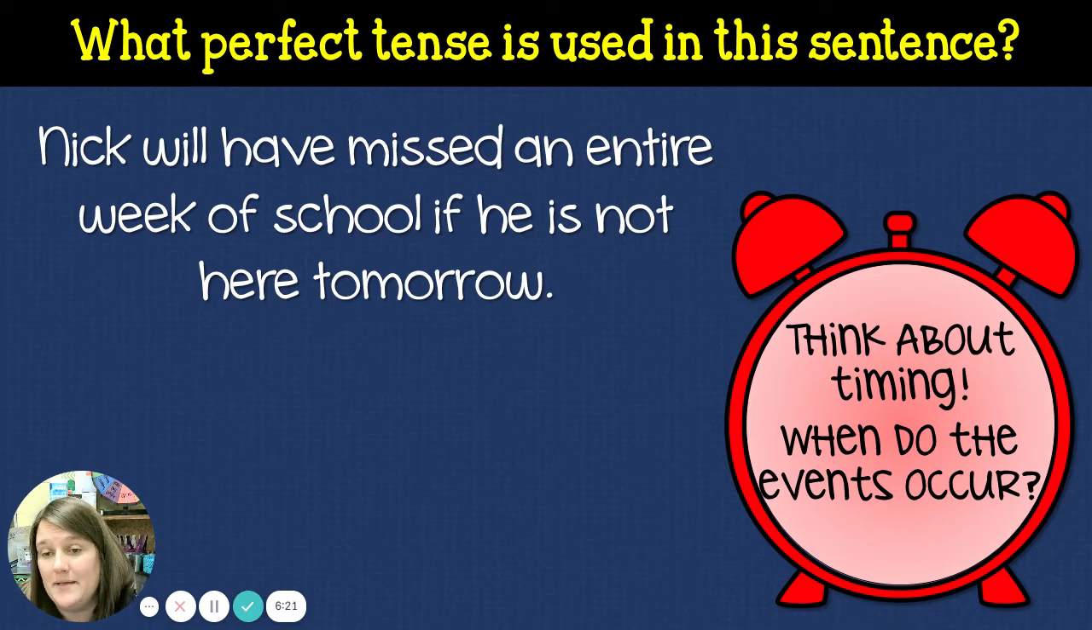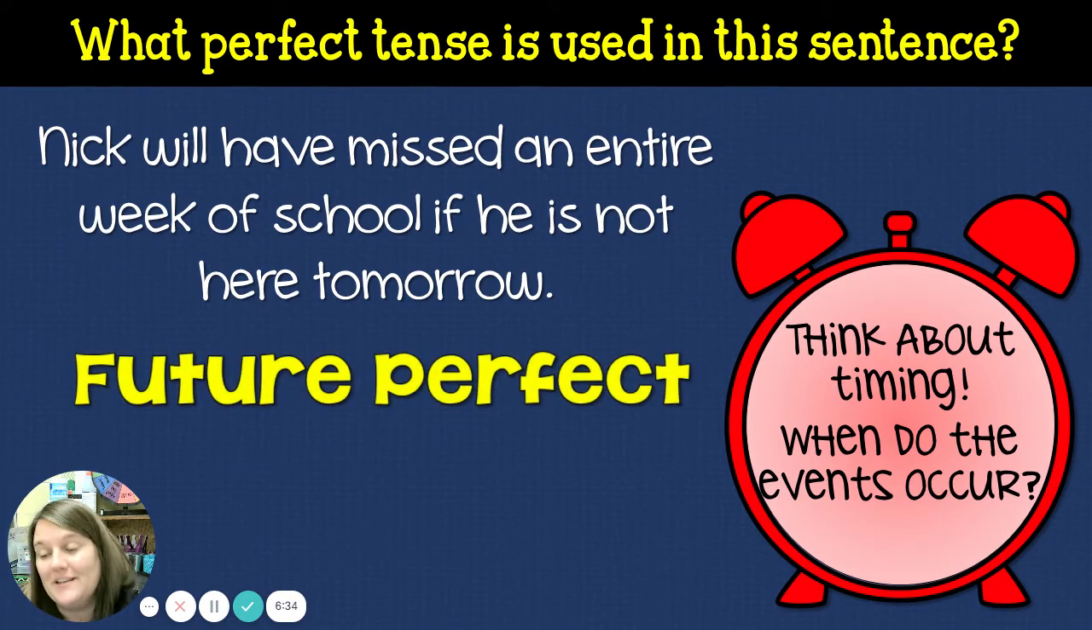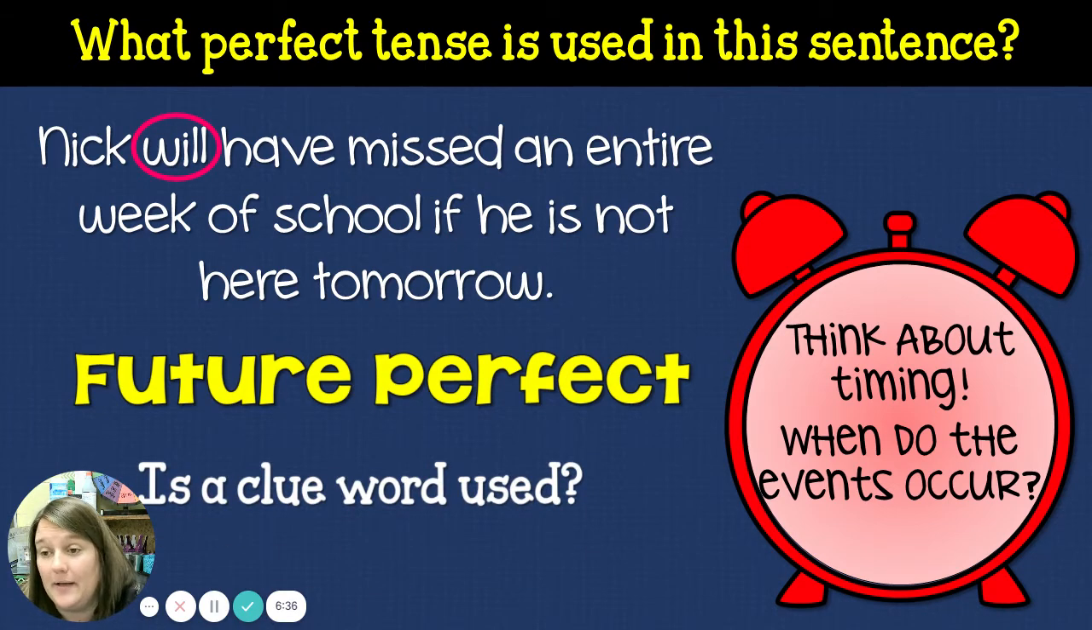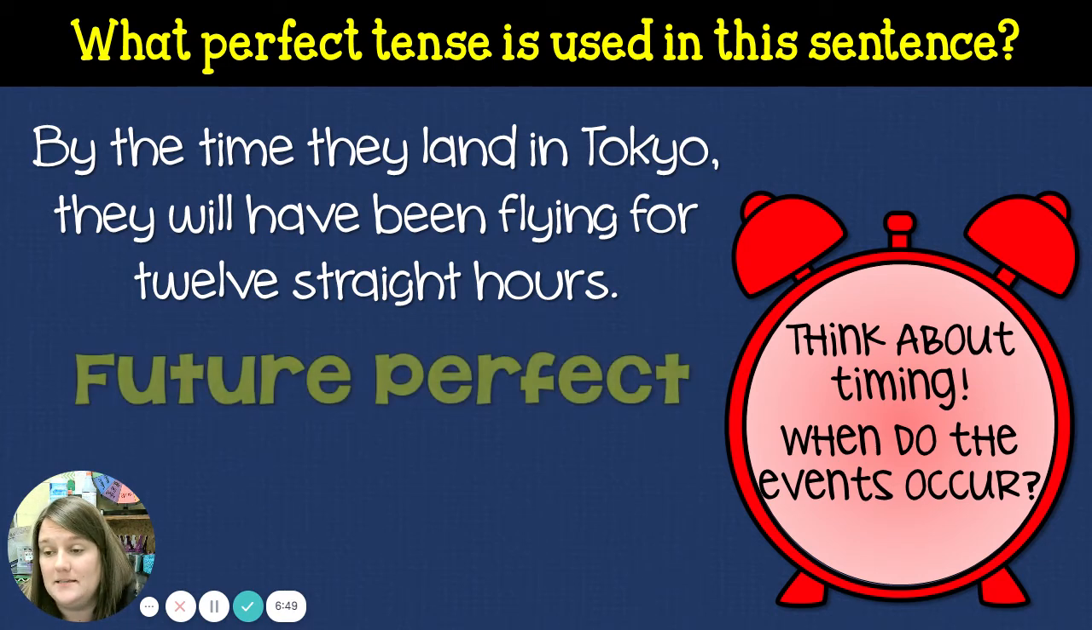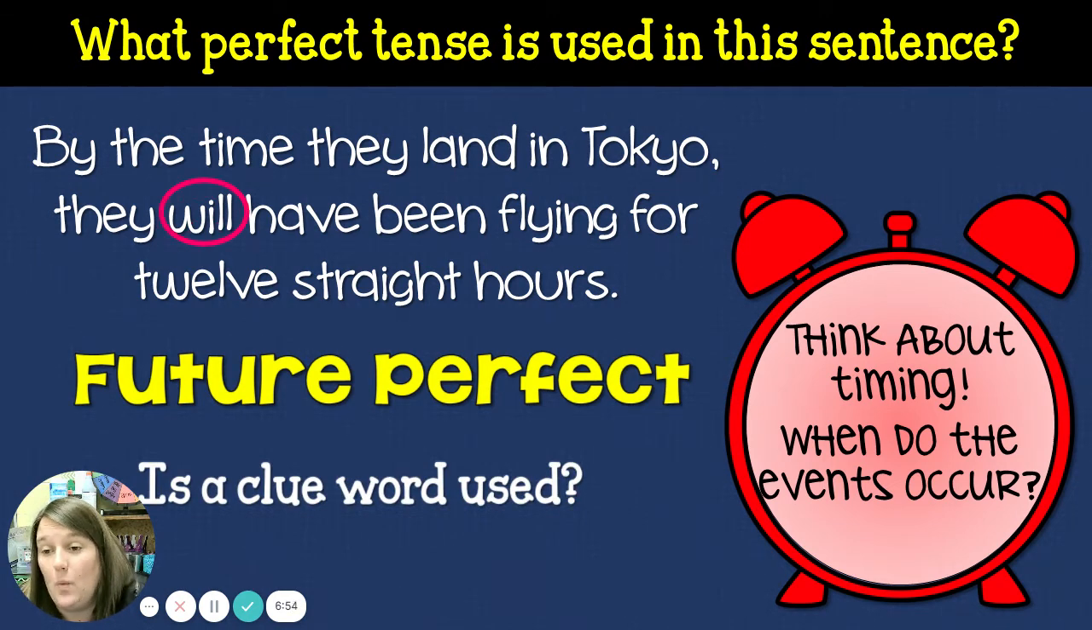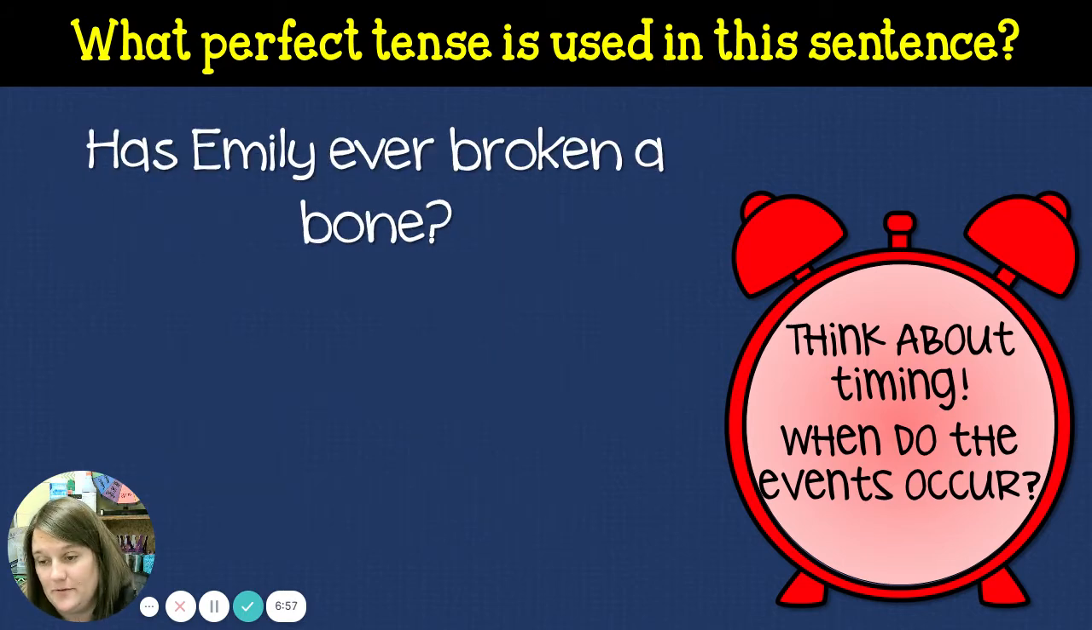All right. Nick will have missed an entire week of school if he is not here tomorrow. Okay. I see a clue word. Did it already happen? Is it happening now, or is it happening in the future? Which tense do you think? It's future perfect. My clue word is will. Will have missed. That has not happened yet. By the time they land in Tokyo, they will have been flying for 12 straight hours. Okay. What tense is that? Future, okay? Again, my clue word is will. Will have been flying. That's happening in the future.